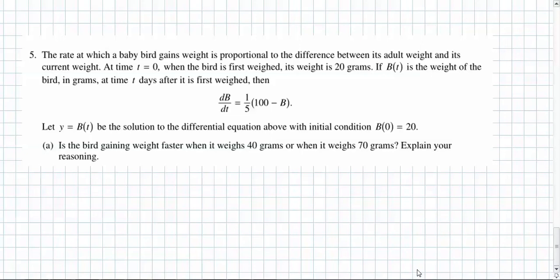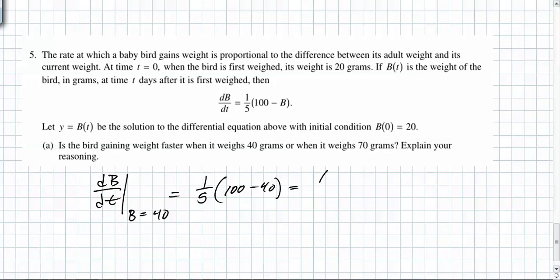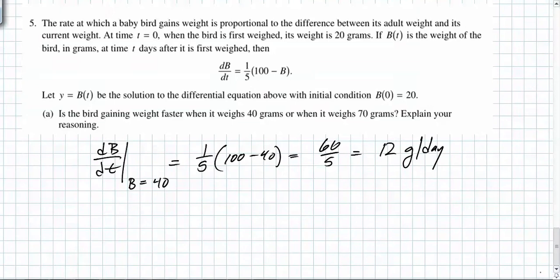You can literally just write, and this is good notation for you to get a handle on, dB/dt when B is equal to 40 is going to be 1/5 times 100 minus 40, which is what? 60 over 5 is 12. And what are the units on this? I think it's grams a day.